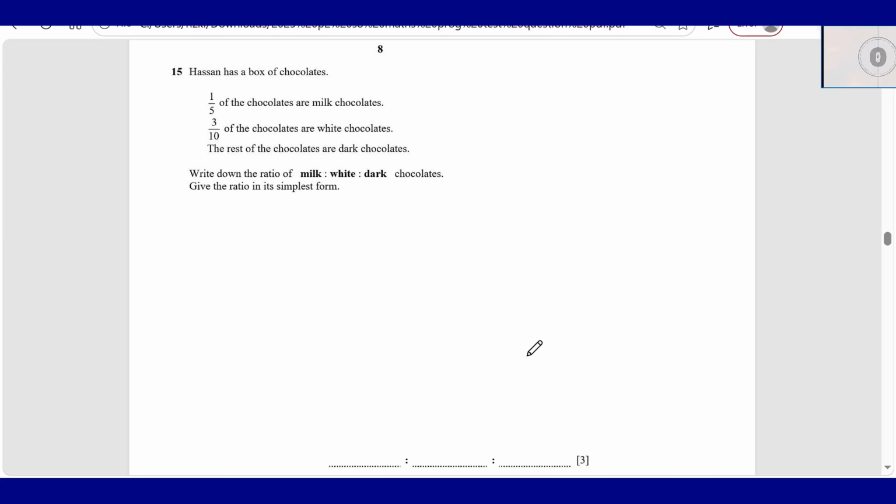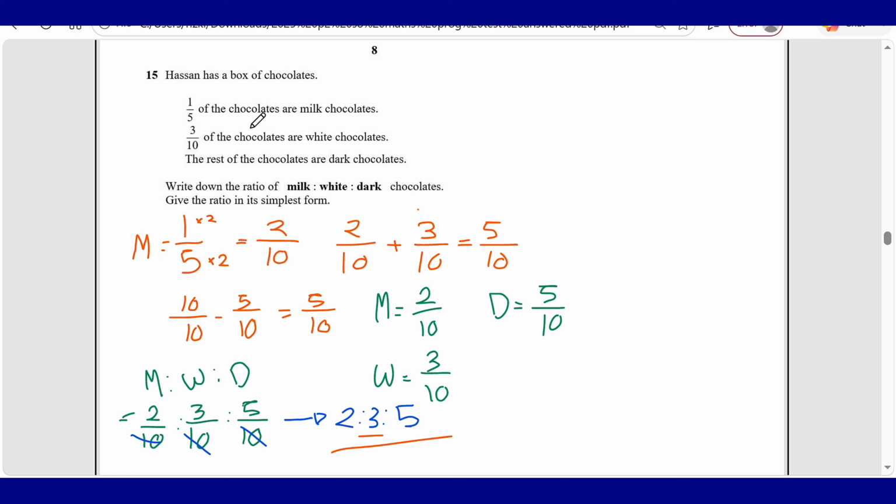Have you got your answer? Let's check it out. Okay, guys, so 1/5 is milk, 3/10 is white, and the rest is dark chocolate. So we write 1/5 and 3/10. For 1/5, because this is 10, we equalize this into a fraction with denominator 10, so we multiply by 2 up and down, so we get 2/10. Now 2/10 is the milk, 3/10 is the white, total up to 5/10. The whole thing is one whole, so 10/10 minus 5/10, we got 5/10.